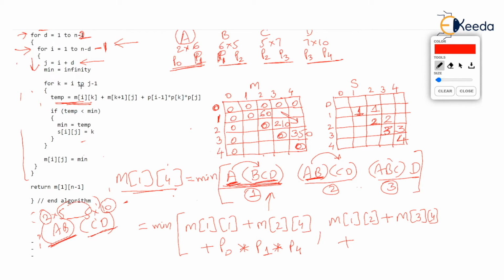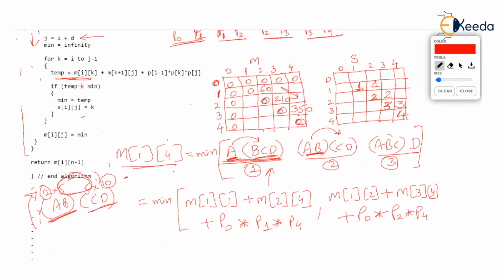But how did we get this 100? Notice the first thing we had multiplied was 2. I'm marking it here. 2 was nothing but P0, into 5, and that 5 is nothing but P2, multiplied by the third thing, that 10, and 10 is nothing but P4. Okay. Now one more thing, one more entry is there.